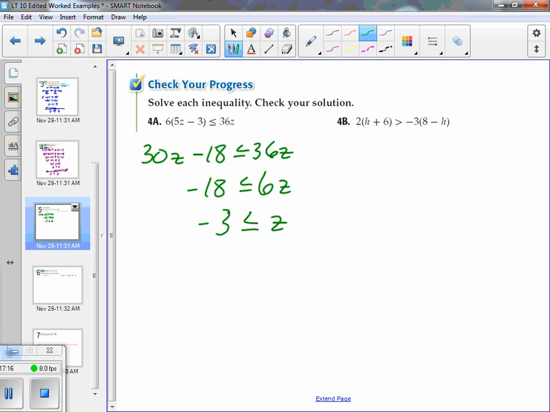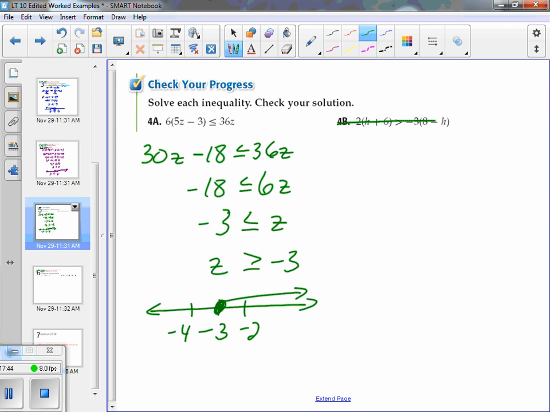Which there's nothing wrong with that other than we like the variable on the left when we solve an inequality. So flip it now, flip the whole thing, not just the sign. The whole thing gets flipped like that. Closed or open? Left or right?